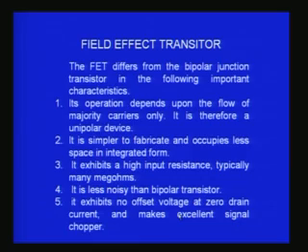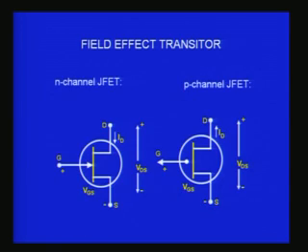It is less noisy than a bipolar transistor, it exhibits no offset voltage at zero drain current, and it makes an excellent signal chopper. These are more advanced applications, but let us see the circuit symbol of the JFET. There are two types again, just as in BJT you can have an NPN transistor or a PNP transistor. In the same way, you can have two transistors here. One is called the N channel field effect transistor, the other is called the P channel field effect transistor.